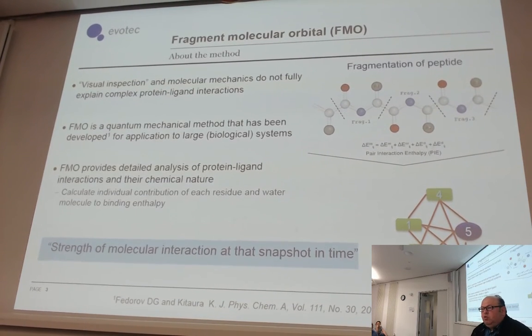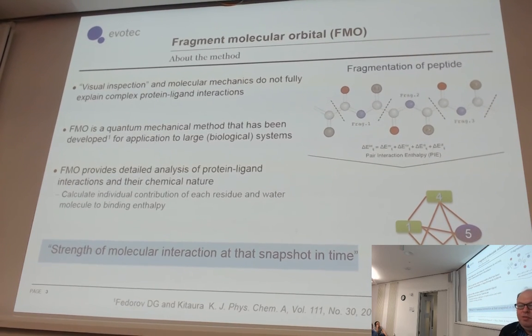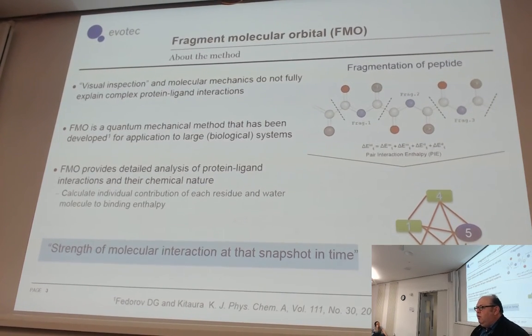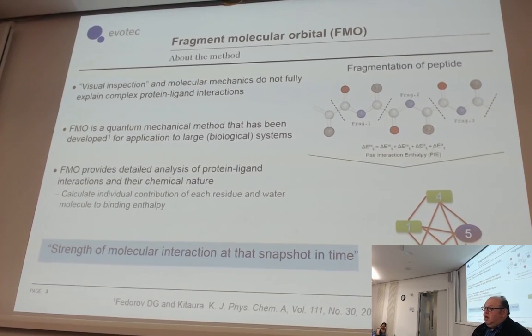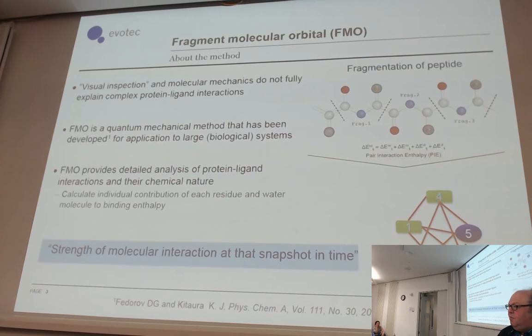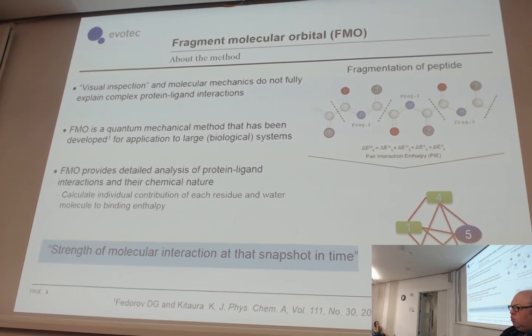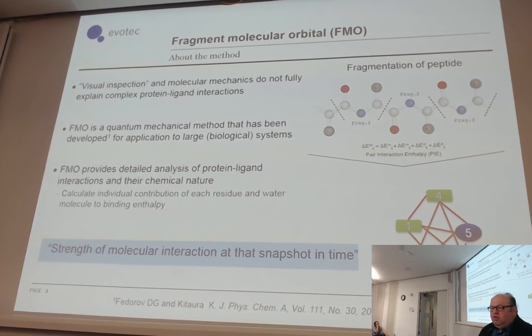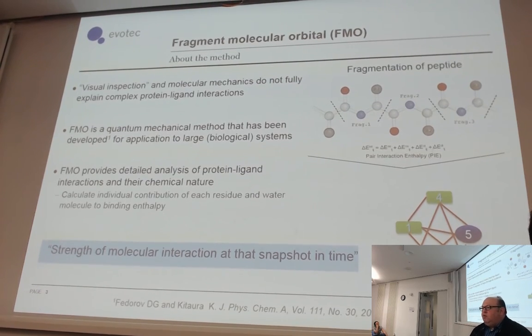So what we do is another method called FMO, fragment molecular orbitals. We take the system and break it into fragments. For instance, each residue can be represented by a fragment. The ligand is also a fragment. The ligand itself can be broken into fragments if you want to understand the interactions more specifically. And then we perform the calculation.